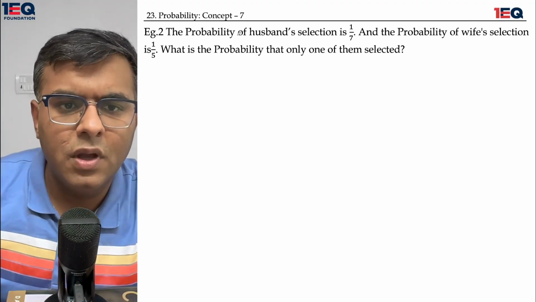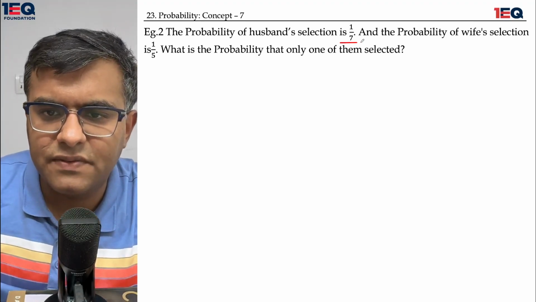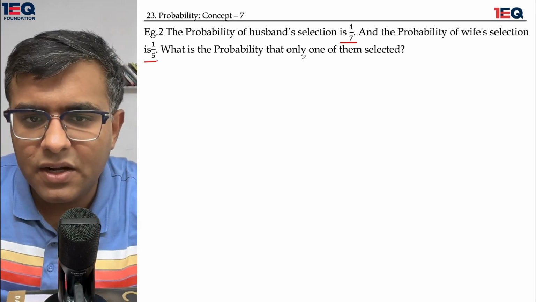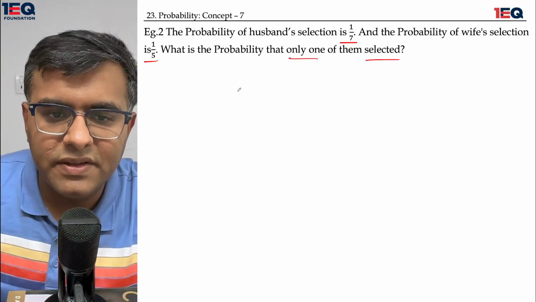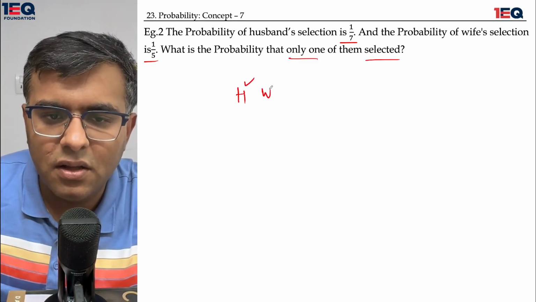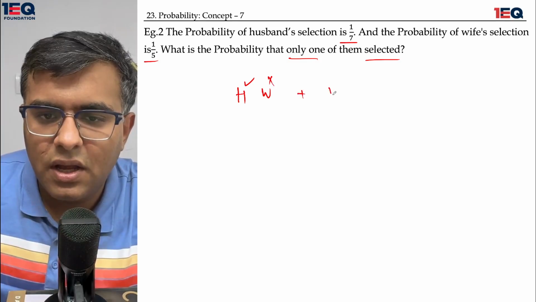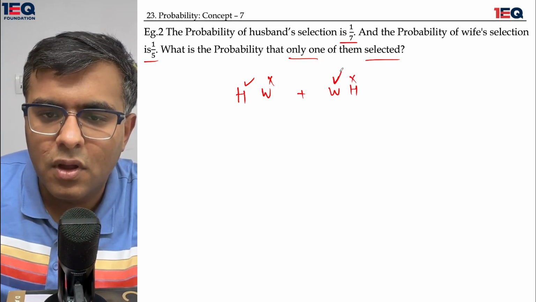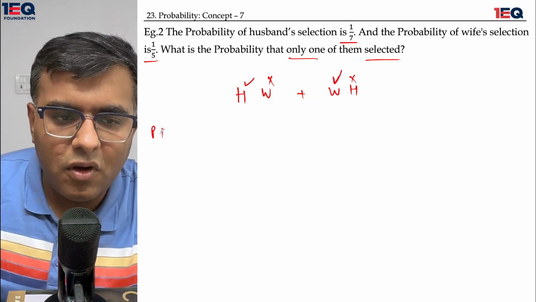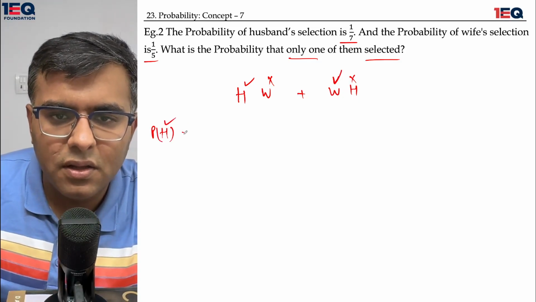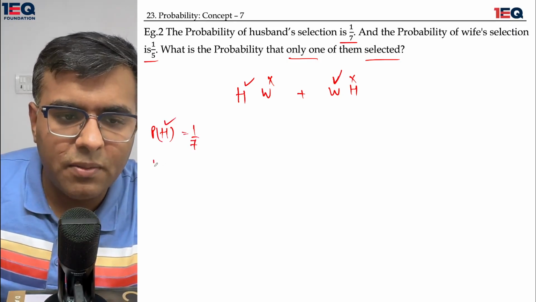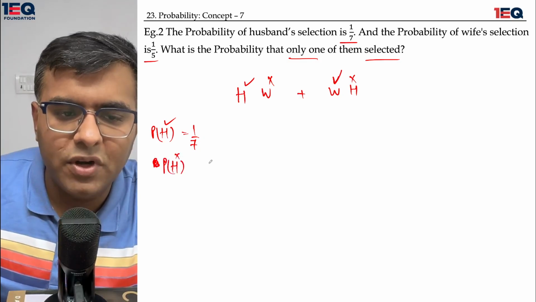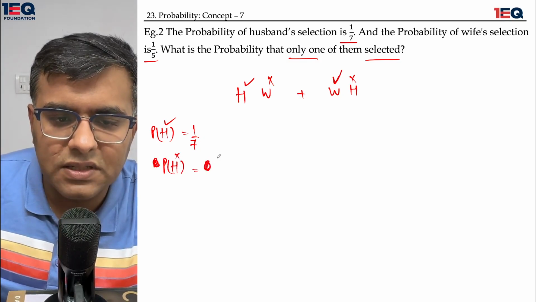So the probability of the husband's selection is 1 by 7 and the probability of wife's selection is 1 by 5. What is the probability that only one of them will be selected? This means the husband is selected, the wife is not in the first case, and the wife is selected and husband is not selected in the second case. The probability of husband being selected is 1 by 7. The probability of the husband being rejected, okay, I'm putting a cross on it, is 6 upon 7.